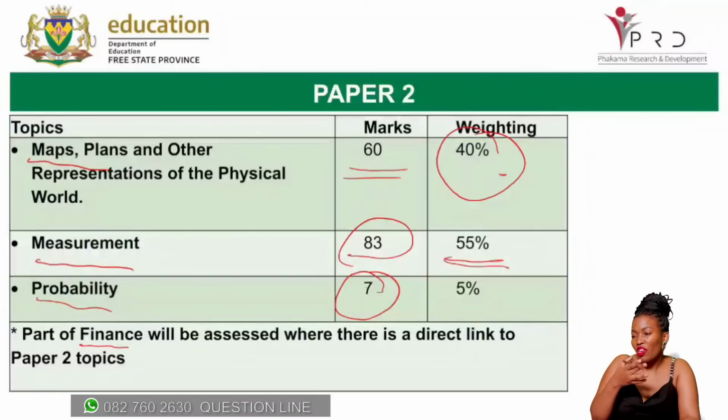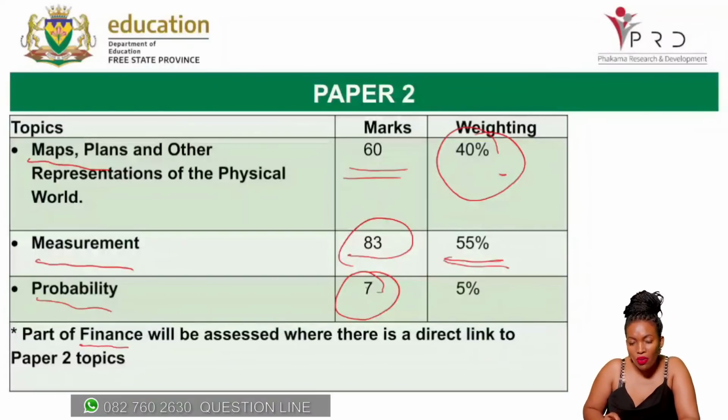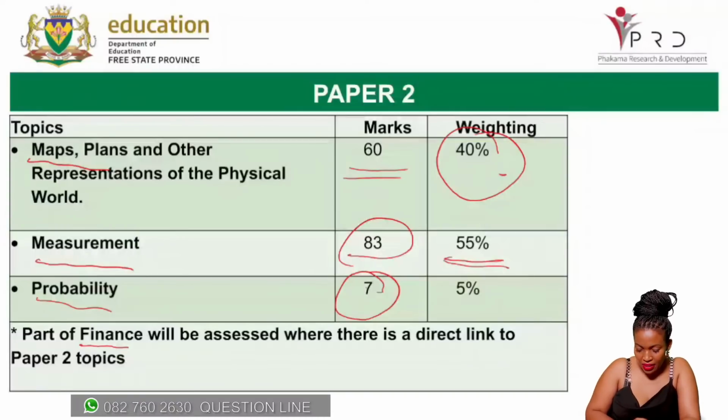For example, if someone wants to tile a room and you have to calculate the costs that the person will incur as they go and buy the tiles. Or another example is if someone is traveling from one place to another, and you have to calculate the cost of petrol or the cost of the entire trip. So that is where you'll be seeing those parts of finance.